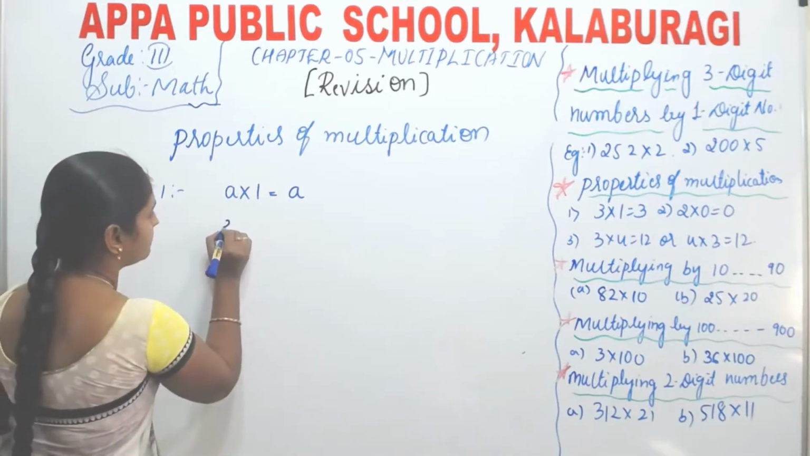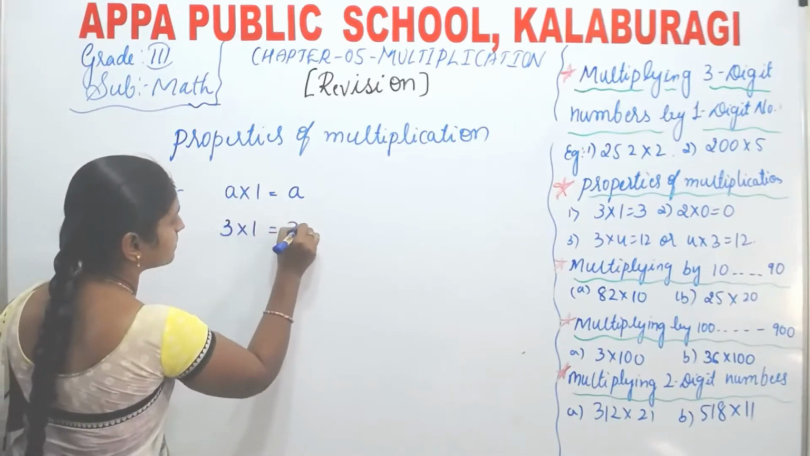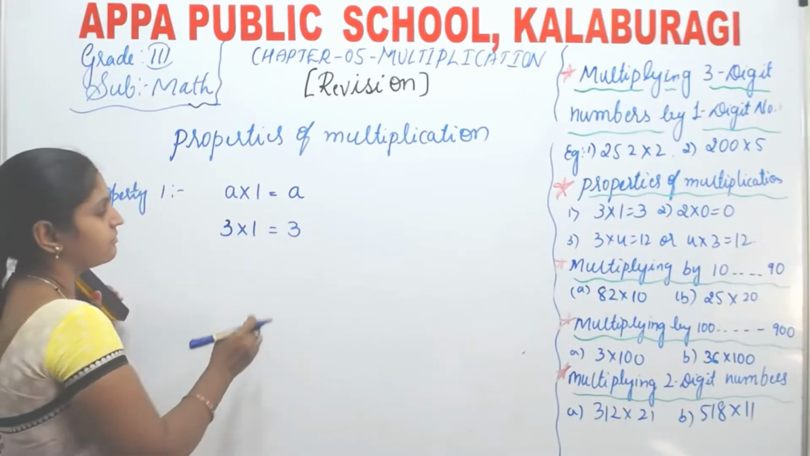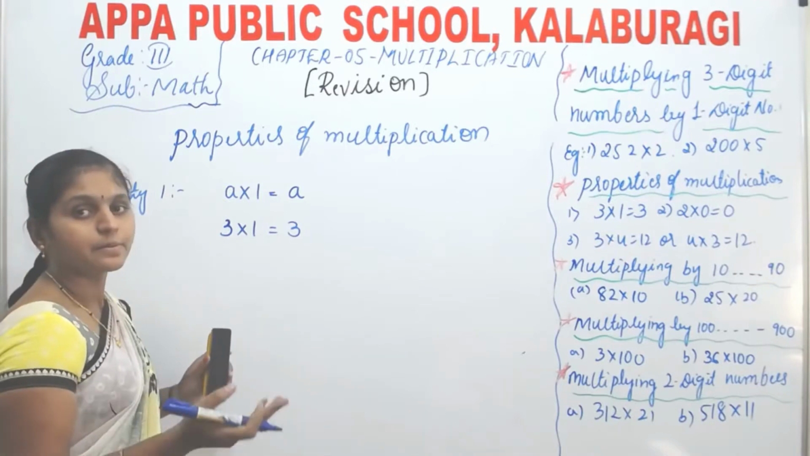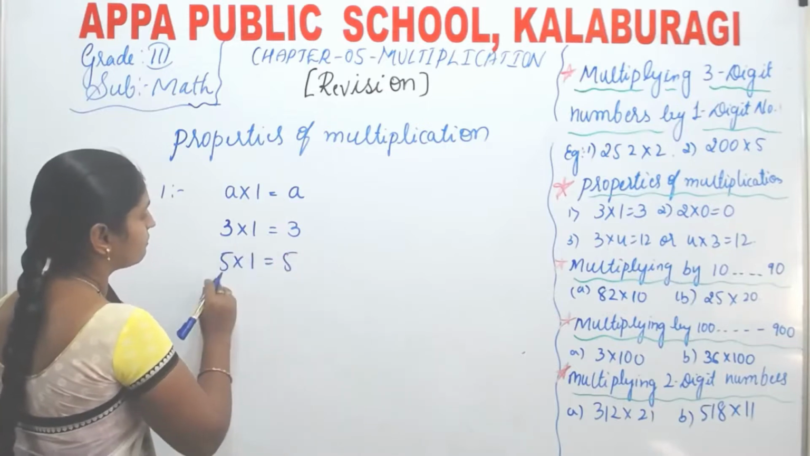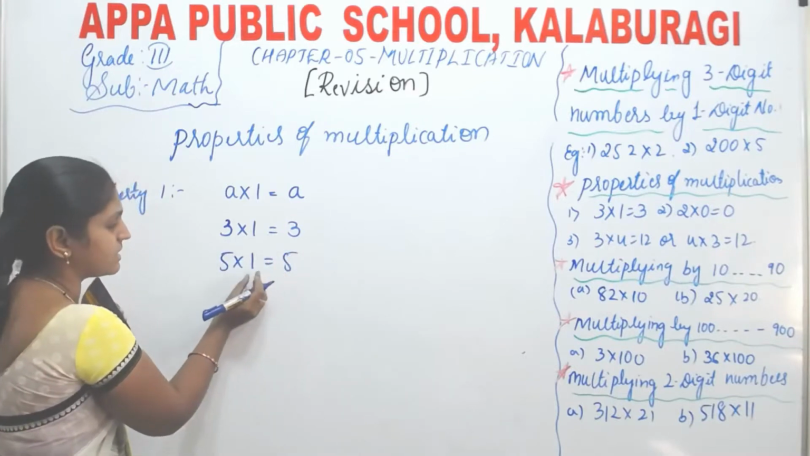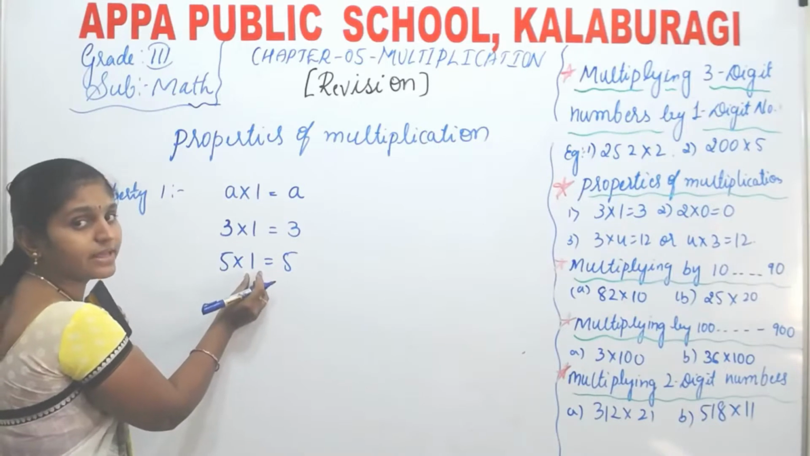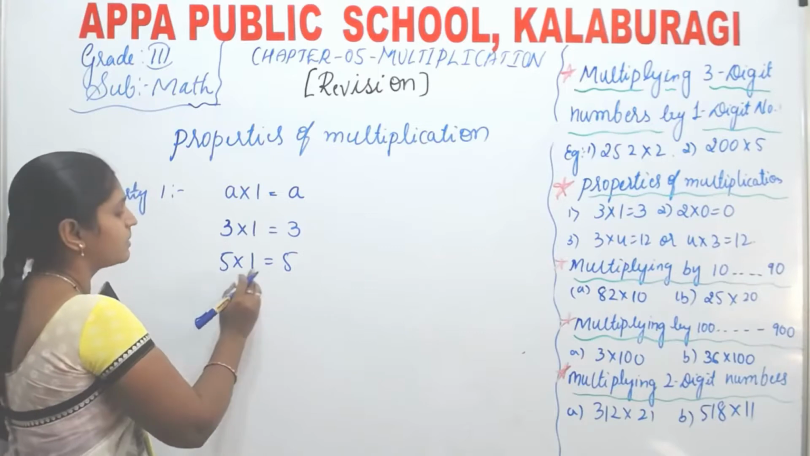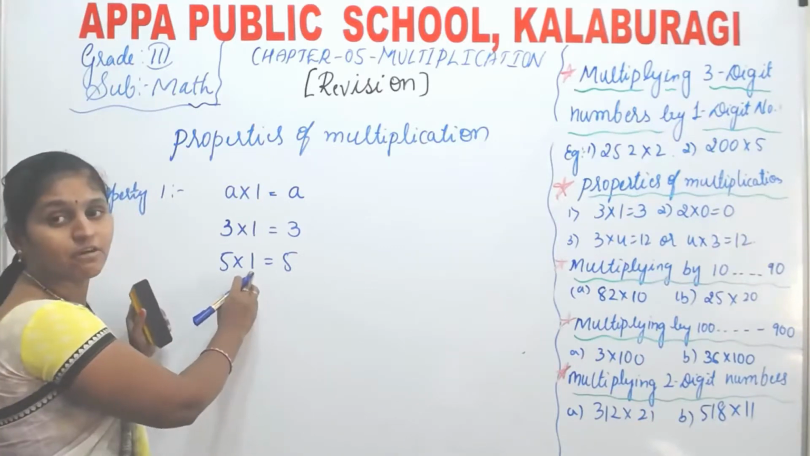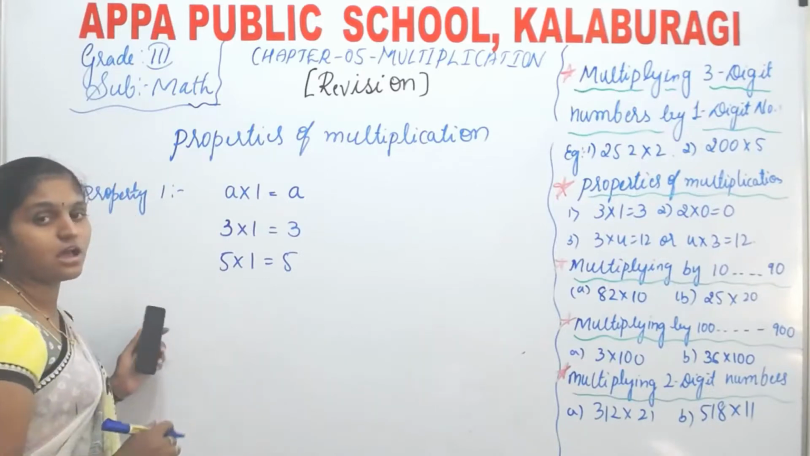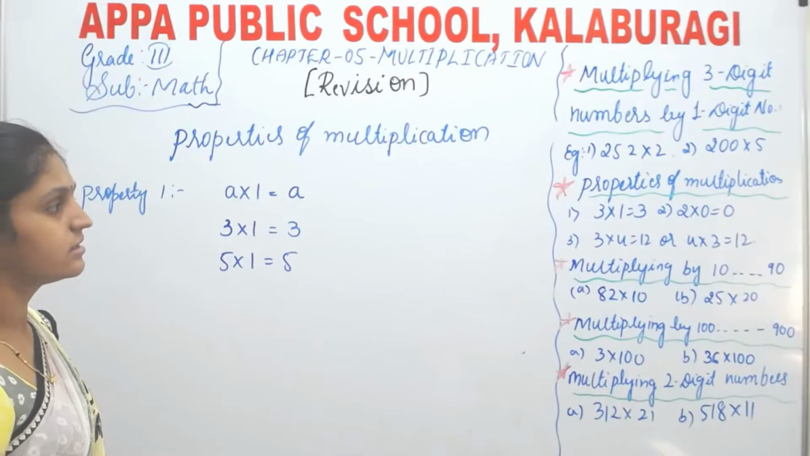For example, here we are multiplying 3 with 1. We get the same number as the product. One more example: 5 ones are 5. We are multiplying 1 with 5. 5 ones are 5. Multiply any number with 1, we get the same number as the product. So this is property number 1.